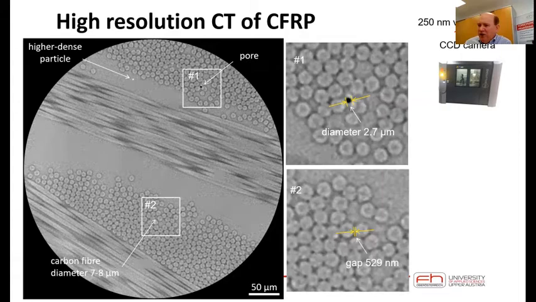And here then we have regions with no carbon fibers, just with some polymer. And we have also here a higher dense particle, and the carbon fiber diameter is something between 7 and 8 microns. So this material can be very nicely analyzed by this high resolution CT measurement. In this case, the measurement took 12 hours. When you do high resolution measurements, this is a usual measurement time. Usually you measure something like half an hour, 1 hour.